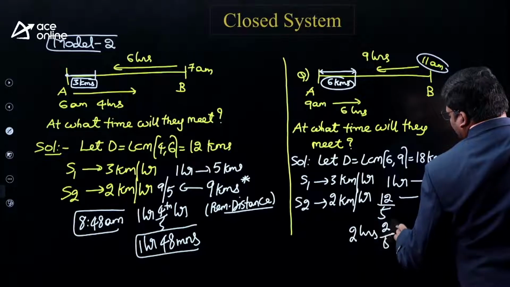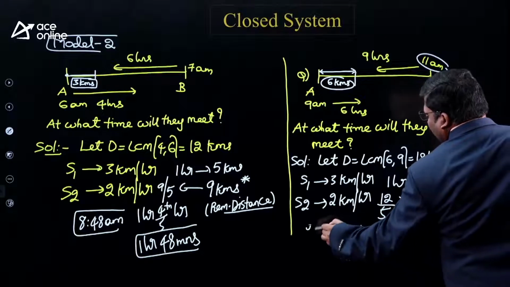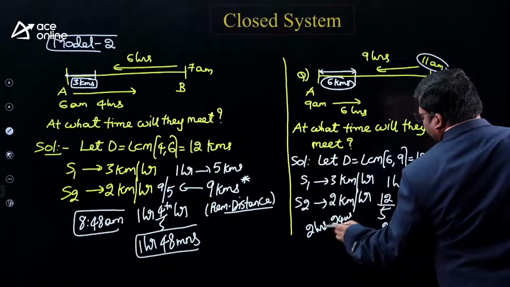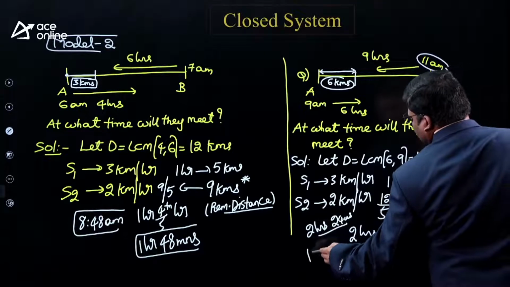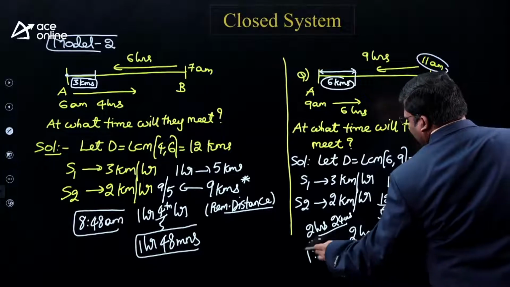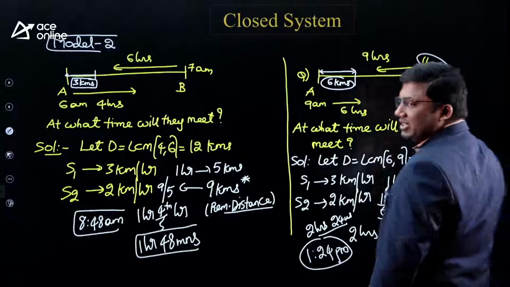2/5 of an hour is 24 minutes. 2 hours 24 minutes from 11 o'clock. It is 1:24 p.m. I hope the idea is clear.